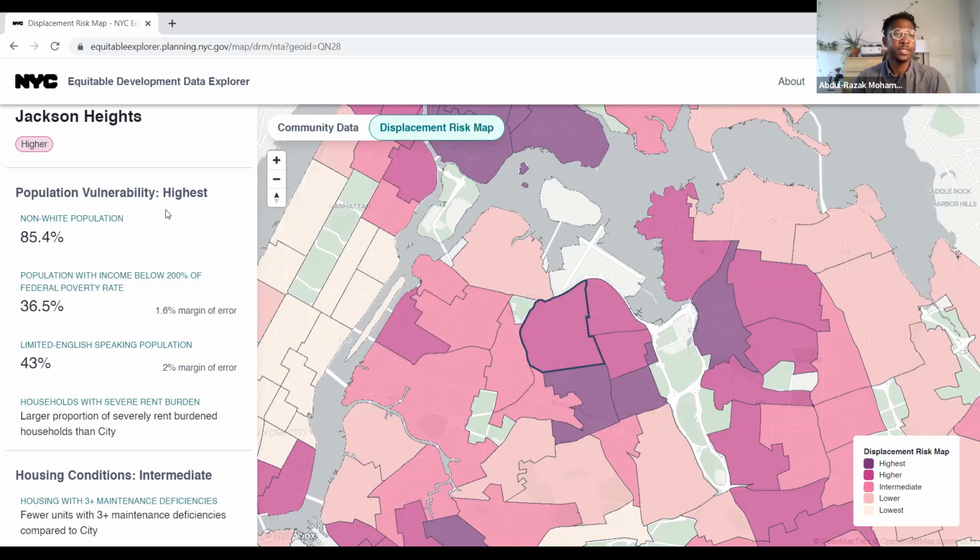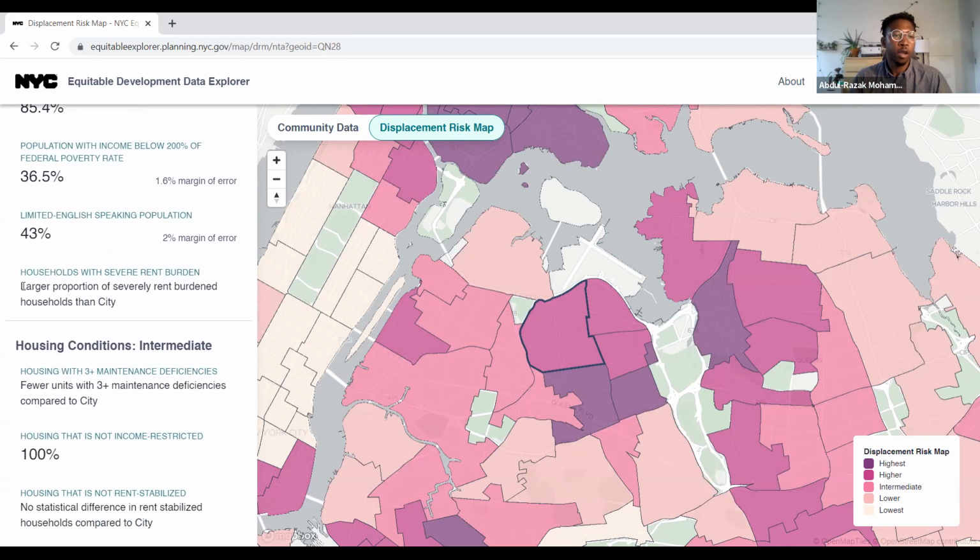In this particular instance, Jackson Heights has the highest level of risk when it comes down to population vulnerability. This comes from how they assess that there's a high percentage of people of color who live within the community, which means that they are within a population that is typically at a higher risk of displacement, and also a fairly high level of folks who are within a level of poverty and within a level of limited English speaking that is considered vulnerable.